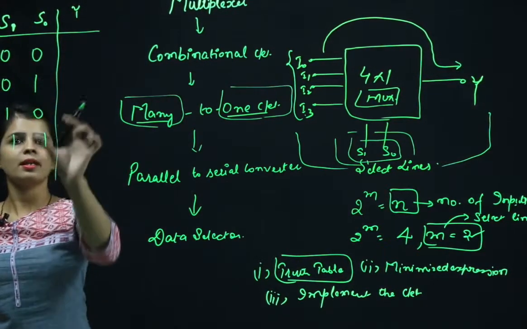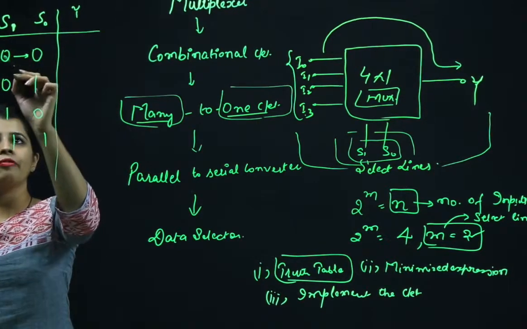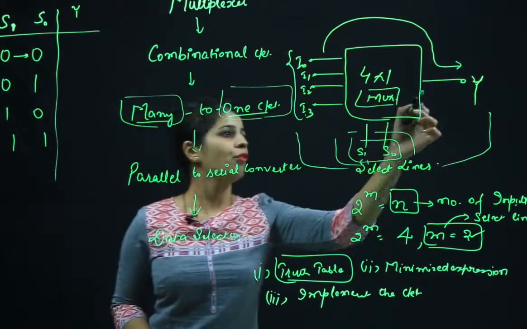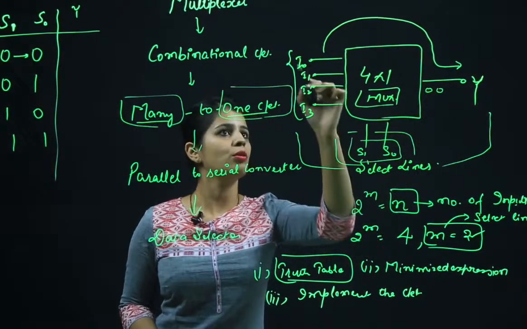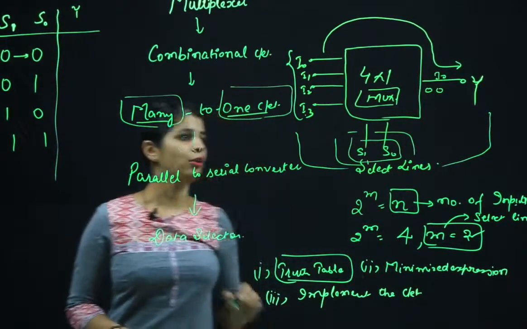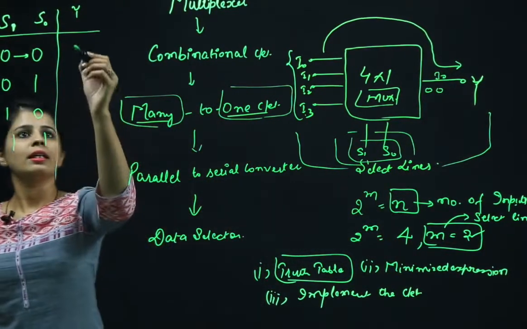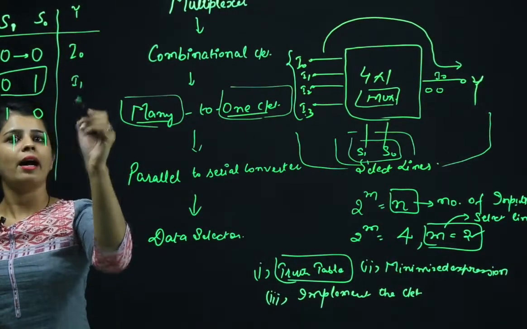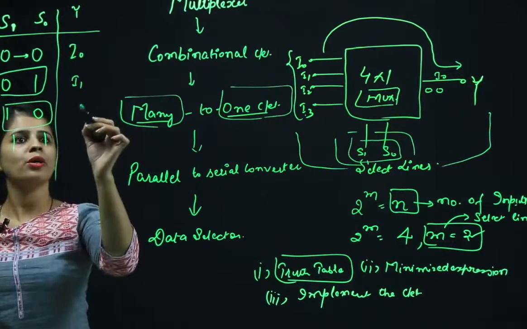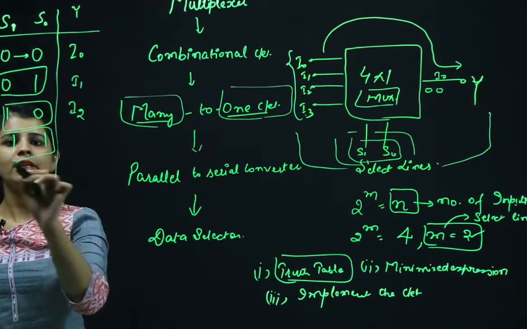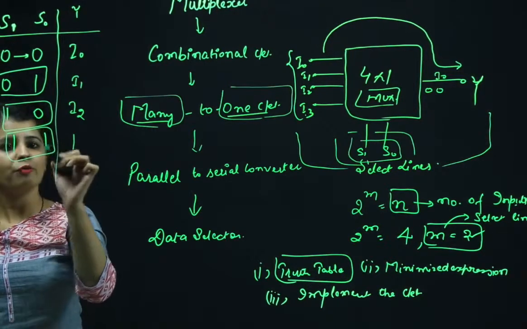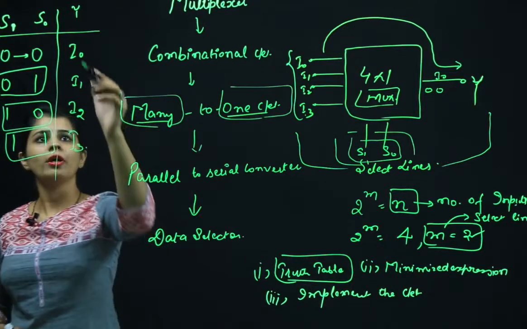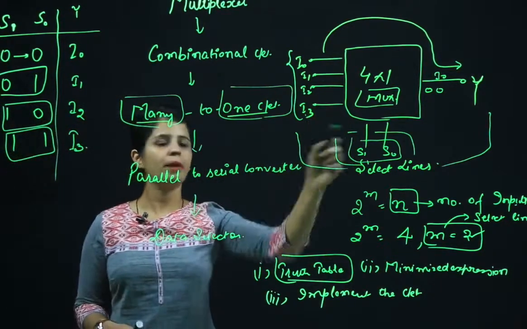So if I have 0, 0, then for the status of select lines as 0, 0, the output would be equal to I0. So here I have I0, and for the status 0, 1, it is I1, and for the status 1, 0, it is I2, and lastly for 1, 1, it will be I3. So here I have got the truth table from this particular black box.